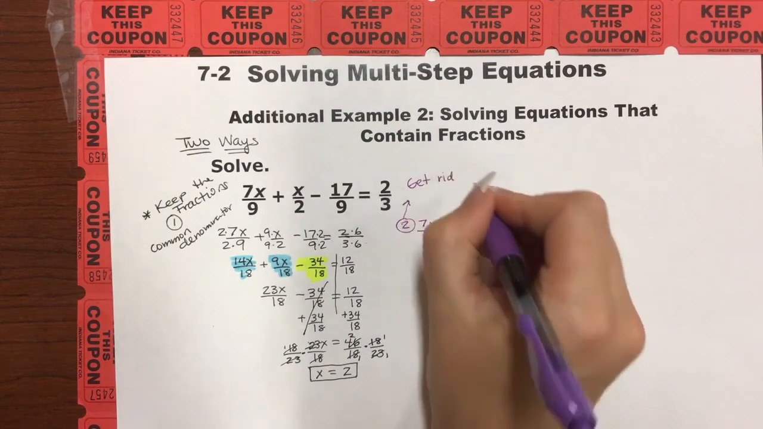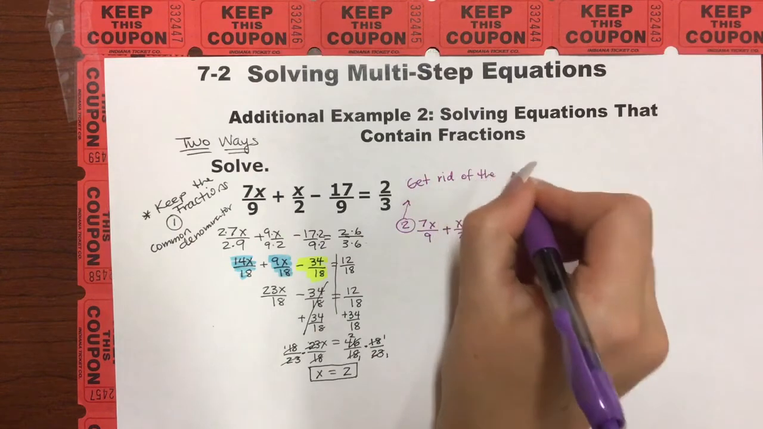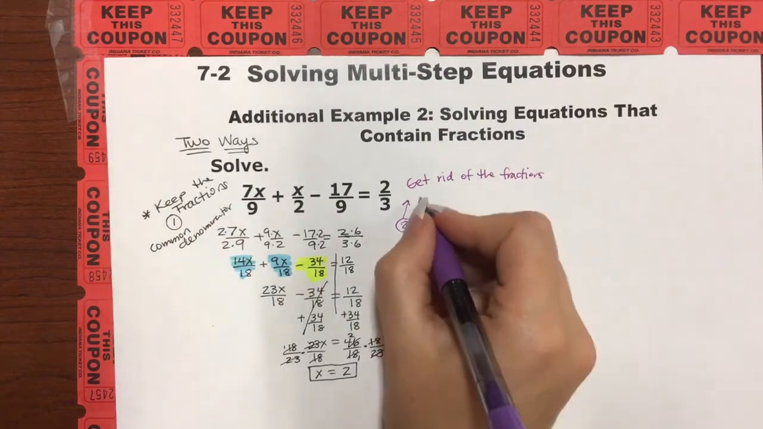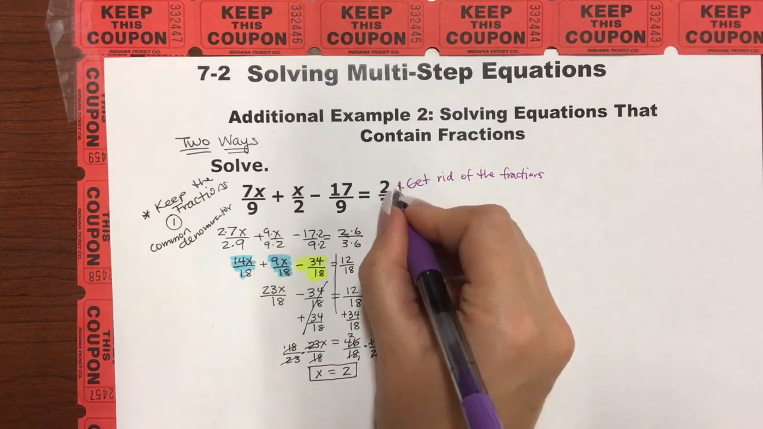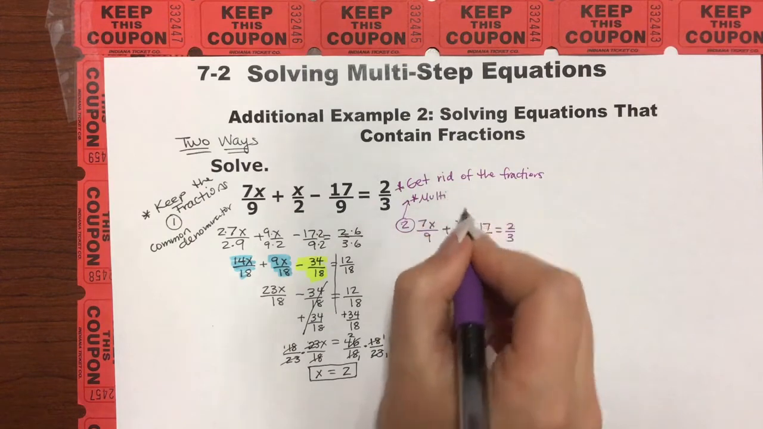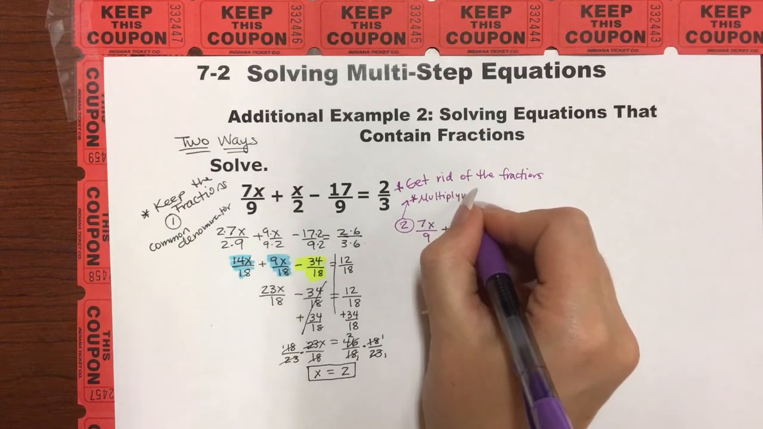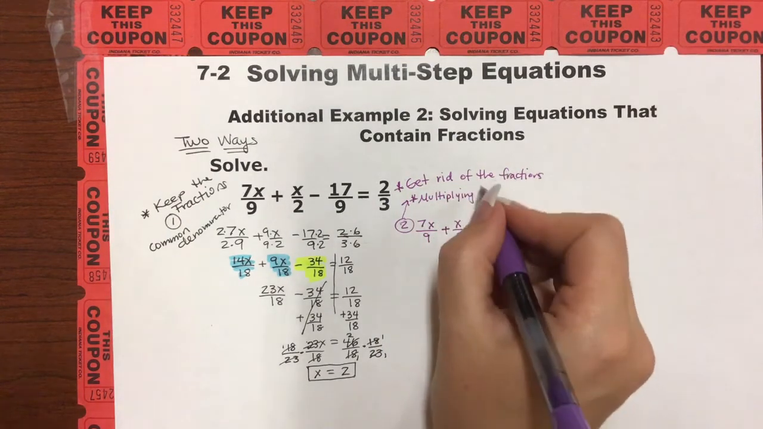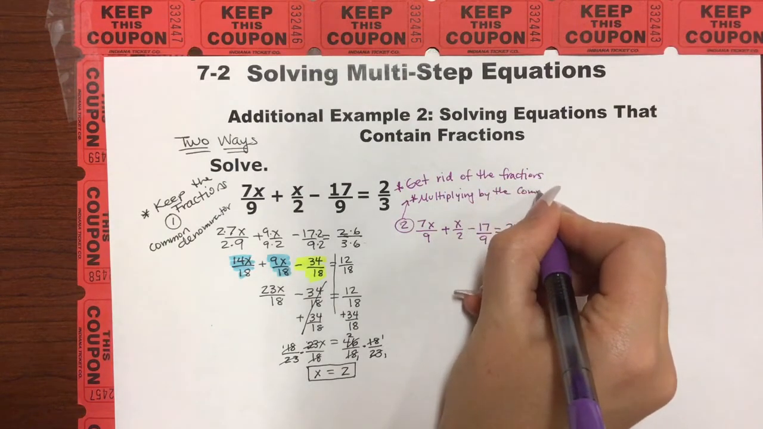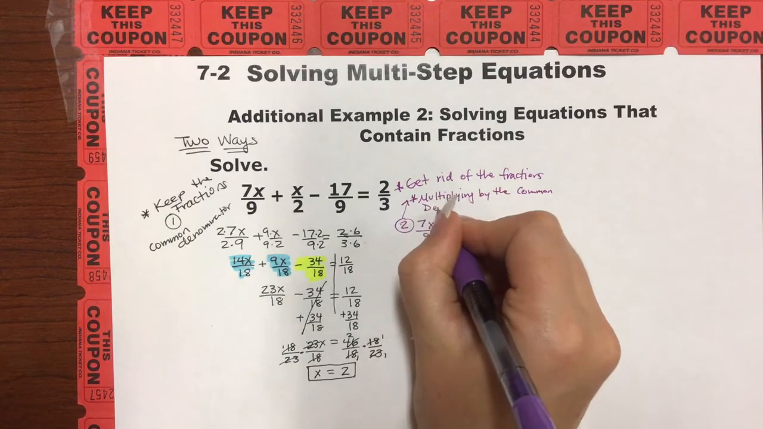Okay, so for this way, the second way, we are going to get rid of the fractions. That's the first thing, get rid of the fractions. The second thing is we're going to do it by multiplying by whatever that common denominator would be.